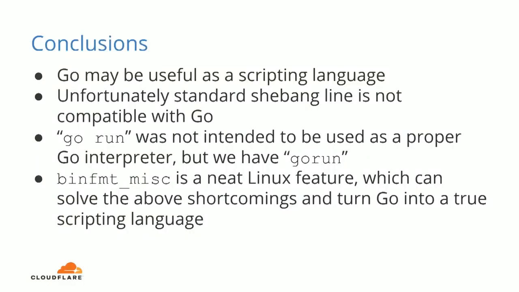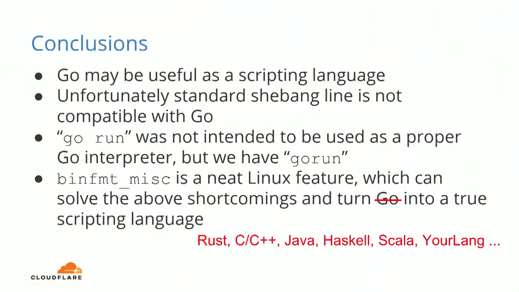And binfmt_misc is a very neat Linux feature which can allow you to turn Go into a true scripting language. If you were attentive enough, you would probably also notice that the approach is generic enough, so you can just throw away Go here and turn any favorite language into a scripting language. You can script in Rust, C, Java or whatever. So it's like a huge inclusive ecosystem of scripting languages.